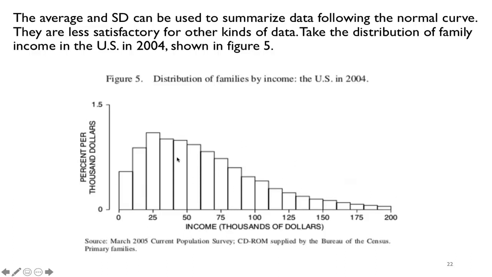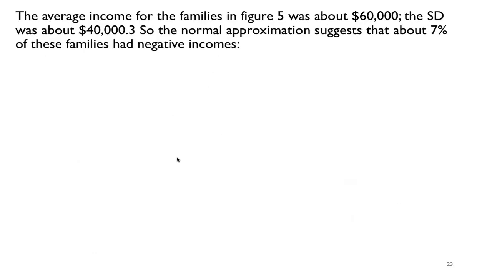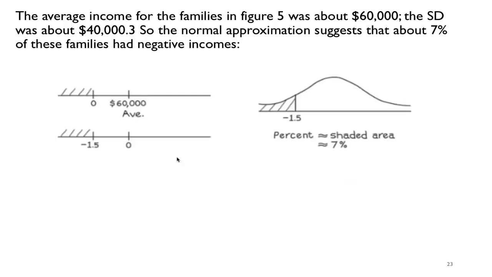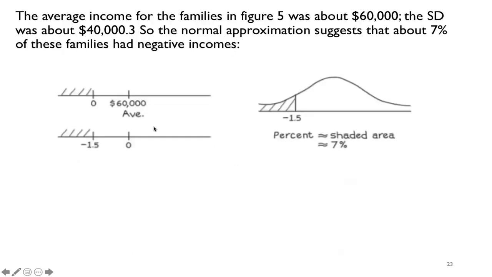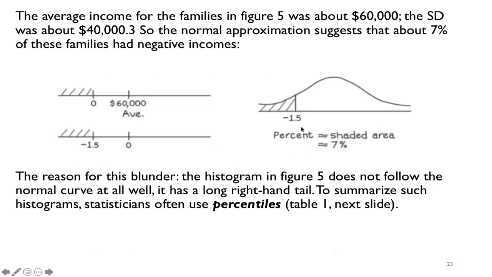So if it's not a normal distribution, then we can't use the normal curve. In that case, we use another measure. By the way, if I mistakenly use the normal distribution, then I get that 7% of families have negative income. Again, this doesn't make sense. If I impose the normal curve here, it doesn't work. So if I mistakenly use the normal curve, I get something that doesn't make sense, and for this reason, we don't want to use a normal curve here. We want to use another way to measure percentage.